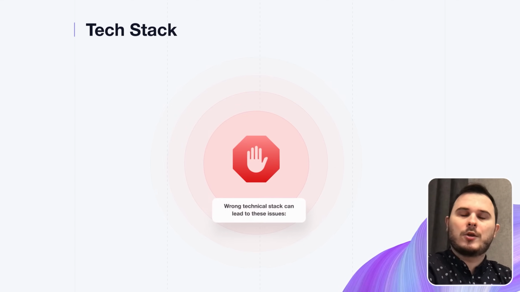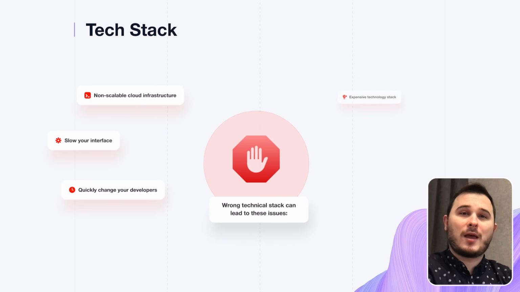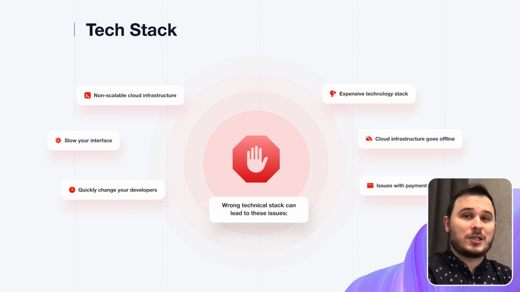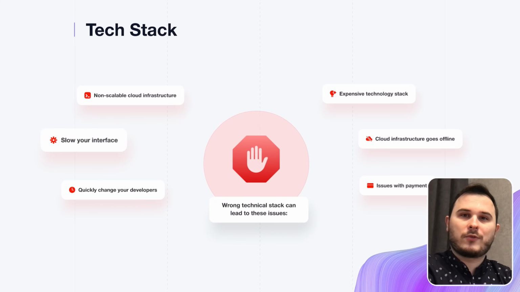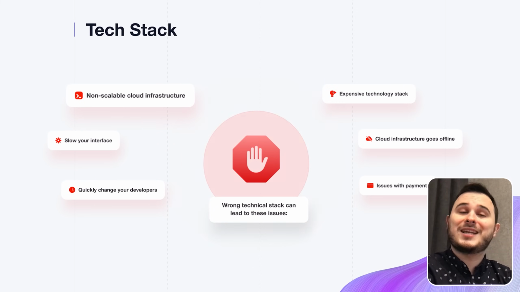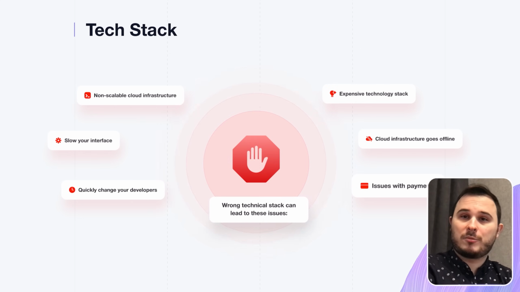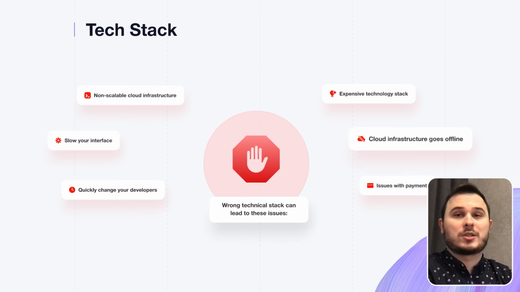Option number 2. You can utilize the power of custom code if you want to build your MVP fast. Therefore, choosing the right tech stack and architecture is vital to avoid challenges such as slow user interfaces, non-scalable and non-maintainable cloud infrastructure, high costs, payment and subscription issues, and the risk of your app going offline during traffic spikes.